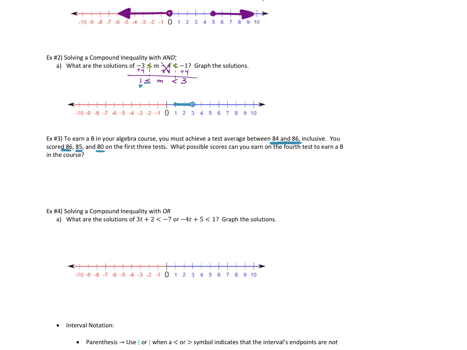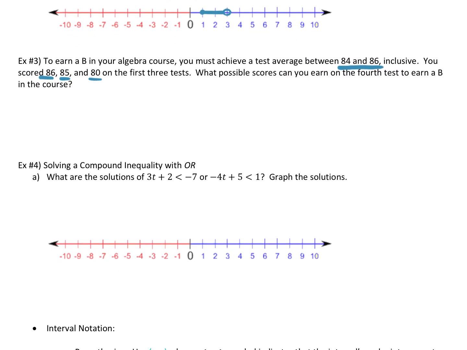Okay, so here's what they're saying. You want to get between 84 and 86. Okay, so our extremes are the 84 and the 86. You want to fall somewhere in between there. Now, if we're including 84 and 86 and we put symbols in between there, is there going to be an equal to bar or is it going to be just a less than? Equal to. Okay, so we're going to go like this. It's going to be between 84 and 86, including the 84 and the 86.